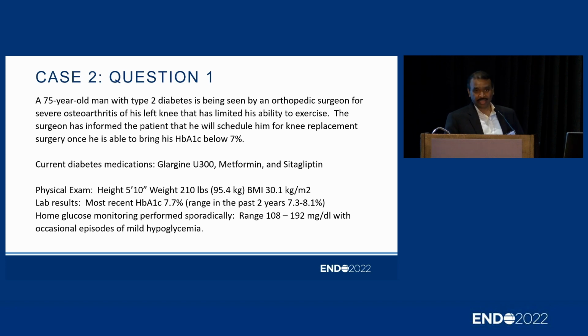And the surgeon tells him, which is a common occurrence, right? You need to get your A1c below 7%. Anyway, his current diabetes medications include glargine, metformin, and sitagliptin. You can see the physical exam there. And his most recent A1c was 7.7. In the past, it has ranged from 7.3 to 8.1. And his home blood glucose monitoring reveals a range between 108 to 192, with occasional episodes of mild hypoglycemia. So that's the case scenario.